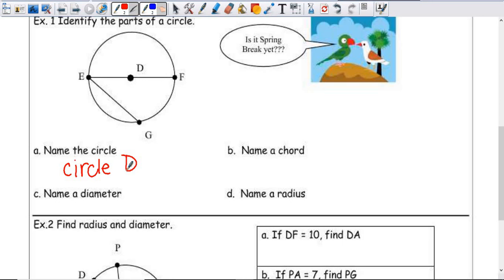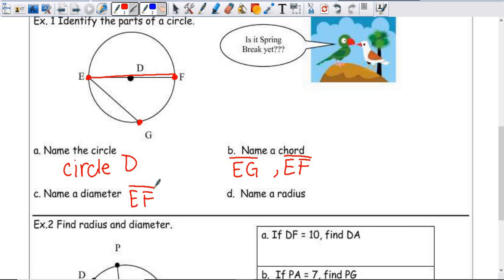B says to name a chord. A chord can just go from end to end of a circle, so we can use EG as a chord. EF could also be a chord because it goes from one part of the circle to the other. Okay? Now name a diameter. A diameter has to go from end to end like EG, but it has to go through the center, so it has to be EF. So EF is a chord, but it's more specifically a diameter.